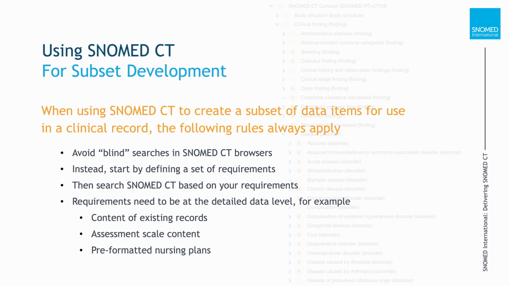Before you begin your search, start by documenting and refining a clear set of requirements. This may include using existing source materials, such as existing record content, assessment scales, nursing care plans, and other healthcare requirements. Once the requirements have been clearly defined, SNOMED CT can be searched in an efficient manner using filters as needed to identify appropriate content. Information on how to use the browser effectively is provided in another presentation.